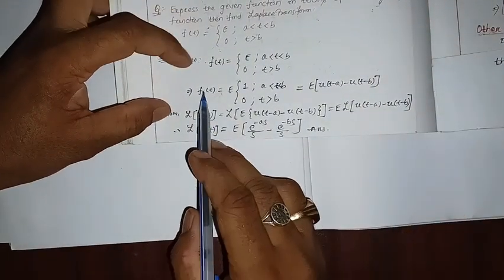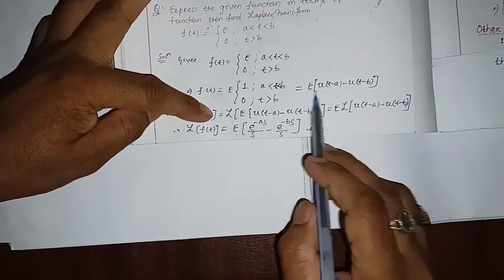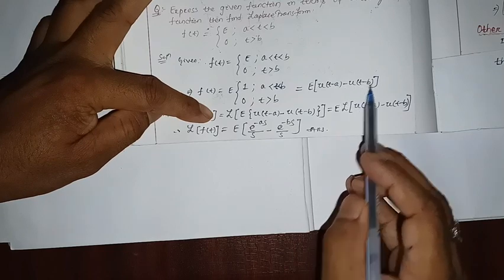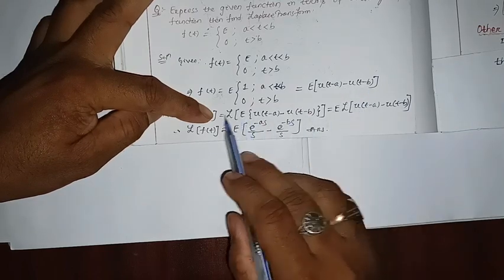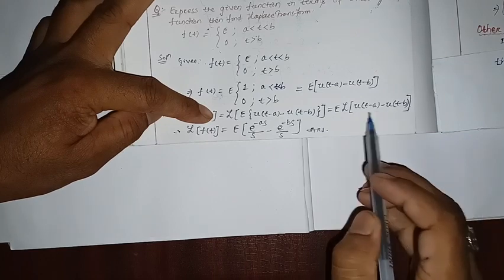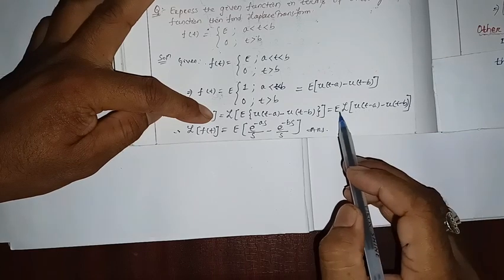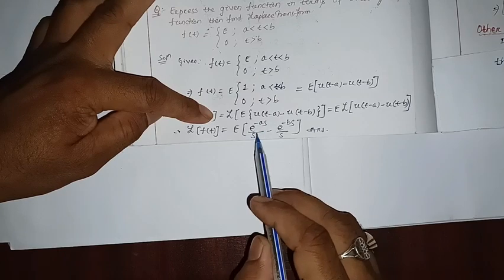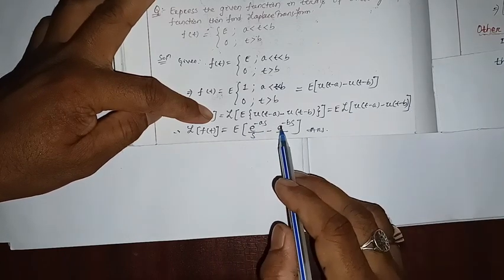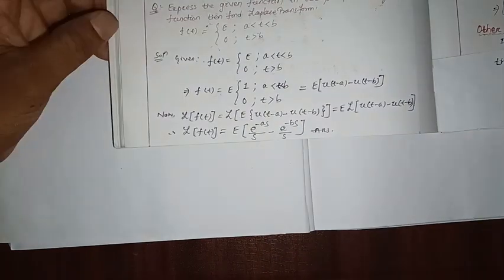So the Laplace transform of f(t) will be equal to the Laplace transform of e into u(t minus a) minus u(t minus b). So e is a constant taken outside, the Laplace transform of u(t minus a) minus u(t minus b). We know that the Laplace transform of u(t minus a) is e to the power minus as by s. The Laplace transform of u(t minus b) is e to the power minus bs by s. This will be the answer.